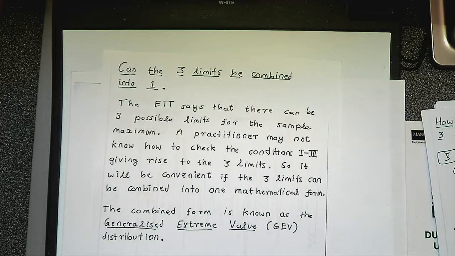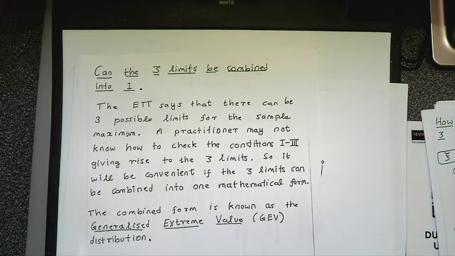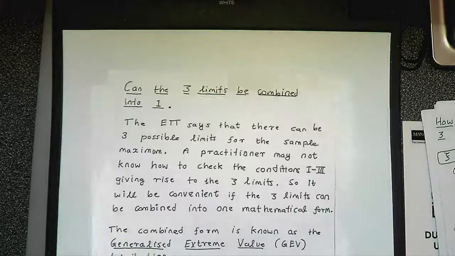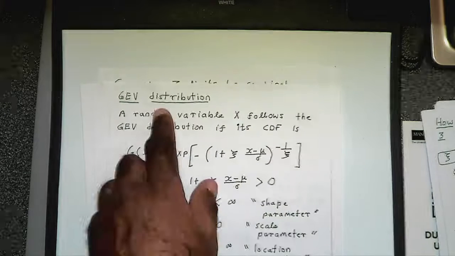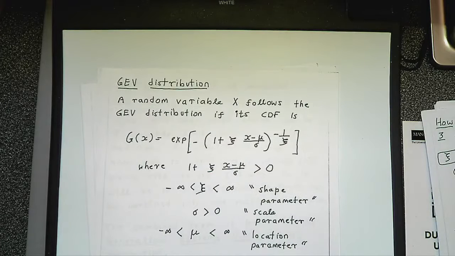So that for a practitioner, he doesn't need to bother about checking the conditions, right? He just assumes that the extremal types theorem holds, and then uses the formula that combines the 3 into one, right? And fortunately there is a formula, and that formula is known as the GEV distribution. GEV stands for generalized extreme value, right?